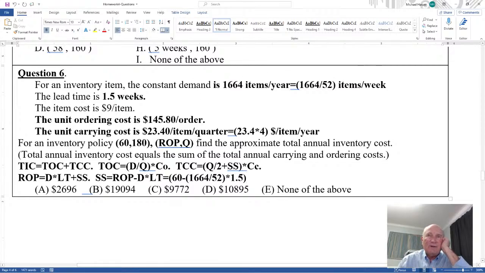And so that's going to be my safety stock. Notice I have my Q, that's given, 180 over 2. My C sub C is given. My safety stock has to be calculated. Get the safety stock, put that in there, then add those two numbers together and see if the answer is here or if it's none of the above. So that's how you do question number 6.